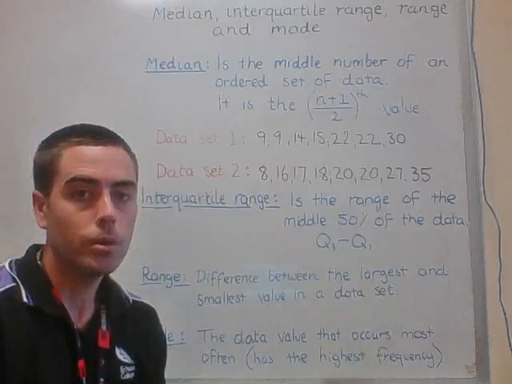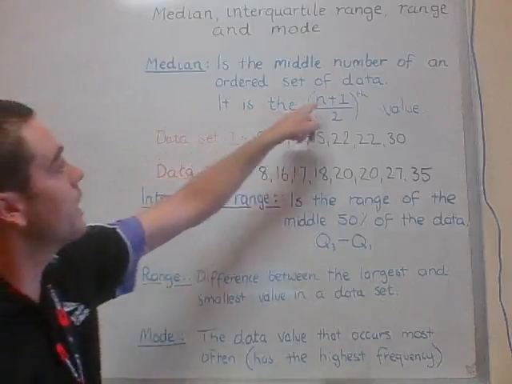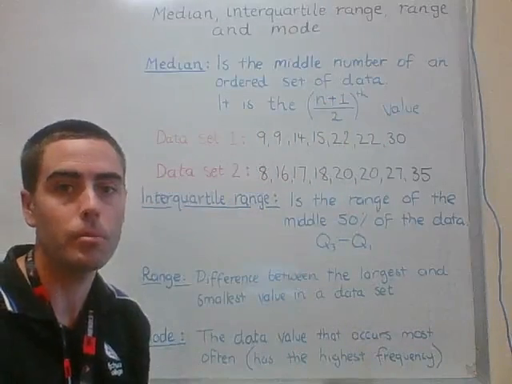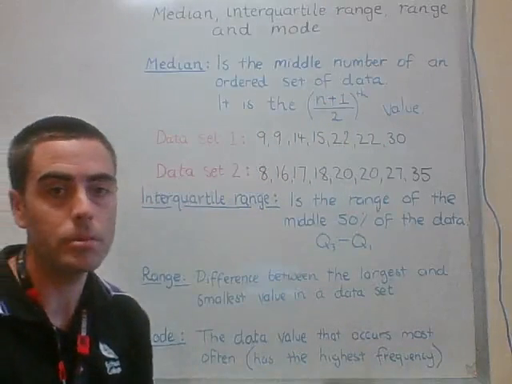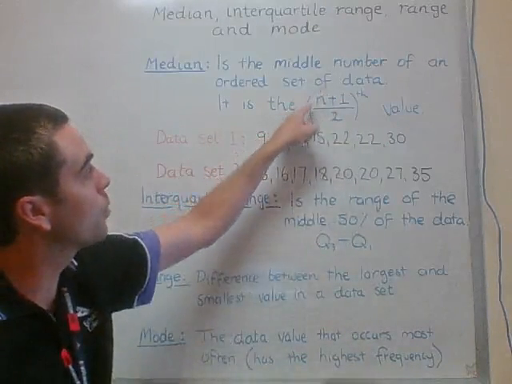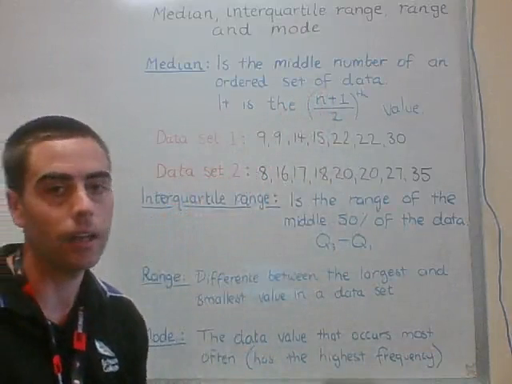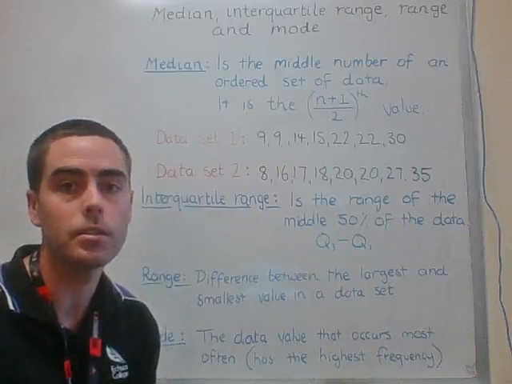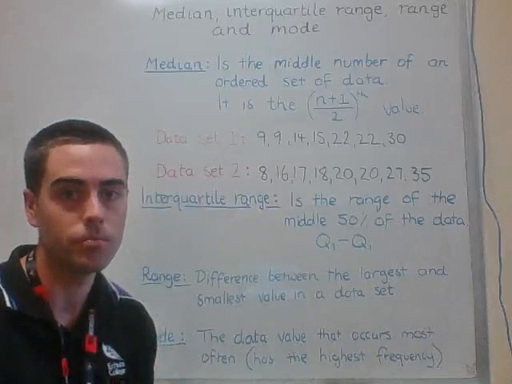A useful formula to use is this one. It is the n plus 1 divided by 2 value. Now, what I mean by that is, if we know how many numbers there are in the data set, we can put that in for n, and it will tell us where the median is located. Not what the median is, but where the median is located. Here's an example of this.